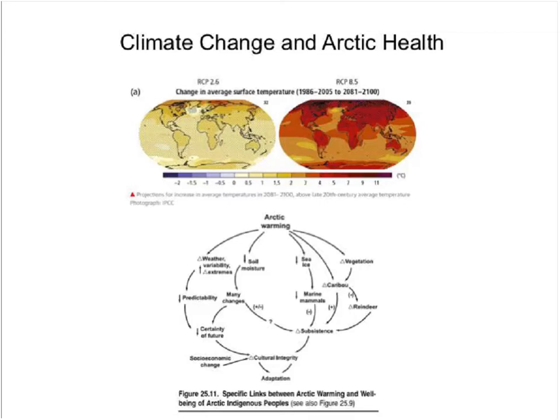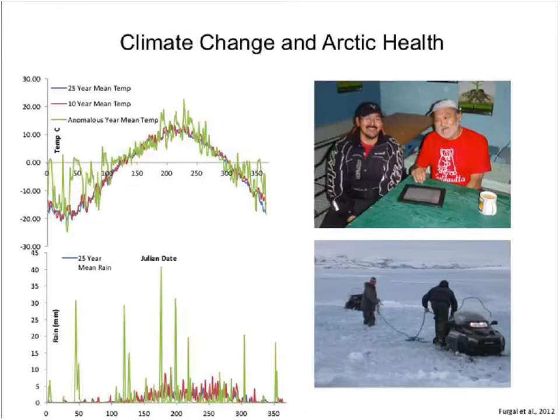And the picture on the bottom is a bit of a flow diagram of some of those complex relationships, both direct and indirect, between Arctic warming and variability around warming and some of the potential impacts on human activities and human health in the Arctic.